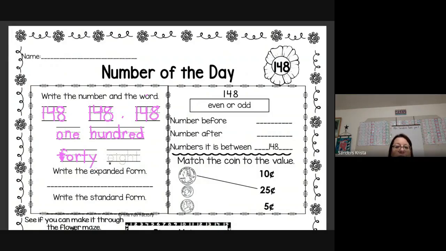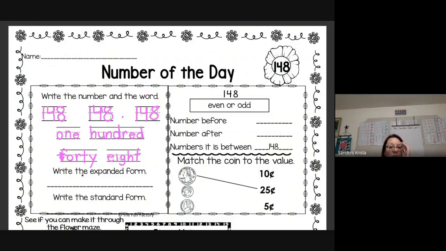48. We're going to sing the 8 song. The 8 legs on the spider went E-I-G-H-T. Down came the rain and E-I-G-H-T. Out came the sun and E-I-G-H-T. And the 8 legs on the spider went E-I-G-H-T.